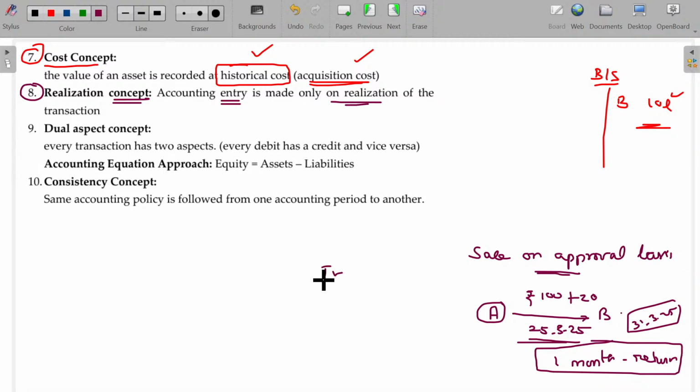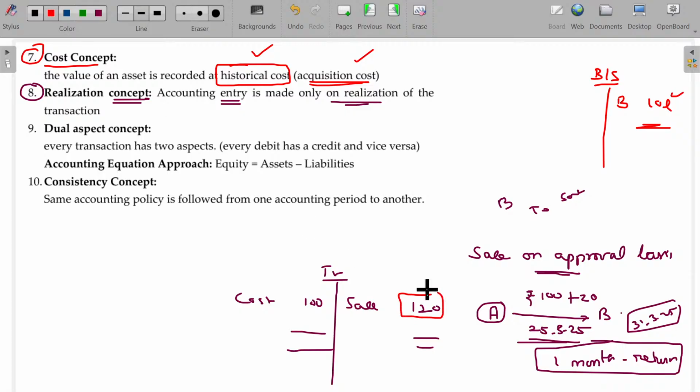While preparing the trading account in the books of A, can sales be 120? Actually, while selling the goods, the entry is B account debit to sales. You know the cost is 100 rupees. Can I say there is a profit of 20 rupees here? No, because this sale is not confirmed. At any time in future, it may be returned.